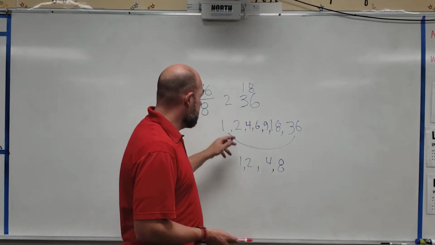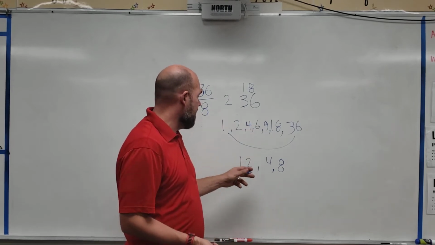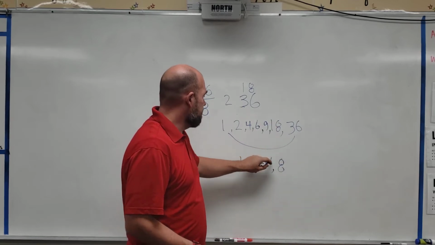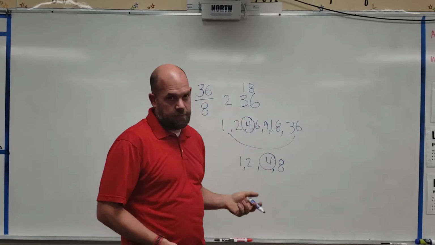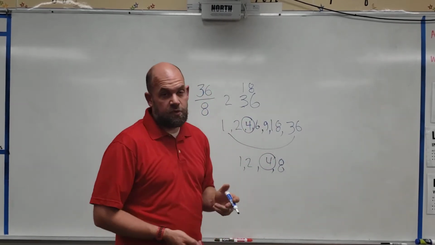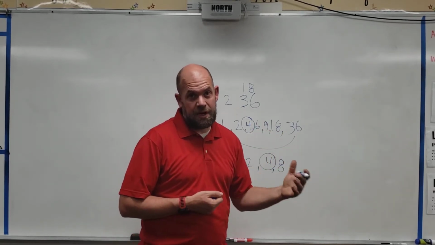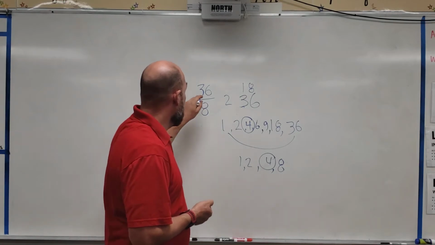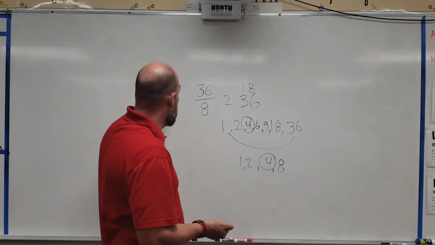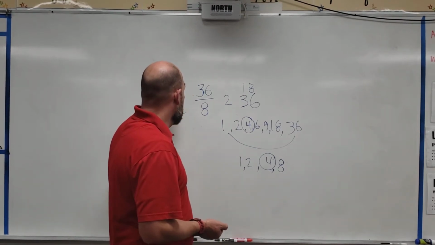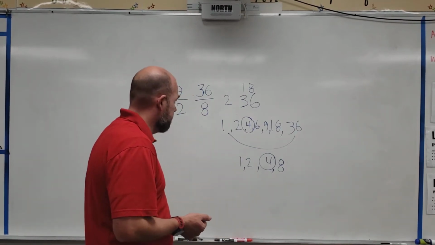So we can compare these two lists and see what's the greatest common factor. We've got 2, we've got 4, no 8. So 4 is going to be our greatest common factor. So to reduce 36/8, we just have to divide the numerator by 4, divide the denominator by 4, and that's going to reduce it for us. So 36 divided by 4, we know from our math facts, is 9. 8 divided by 4 is 2. So our answer is going to be 9/2.